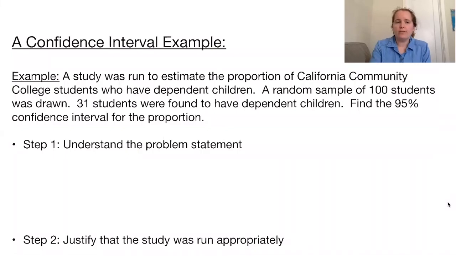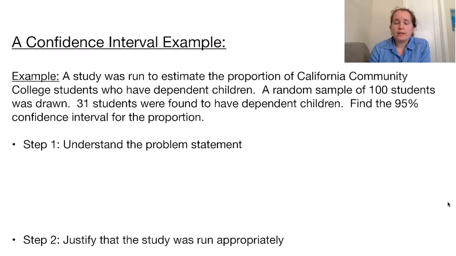Welcome to a confidence interval example. So in this example, a study was run to estimate the proportion of California community college students who have dependent children. A random sample of 100 students was drawn. 31 students were found to have dependent children. Find the 95% confidence interval for the proportion.